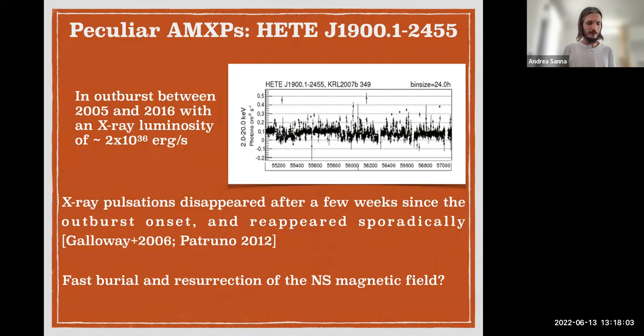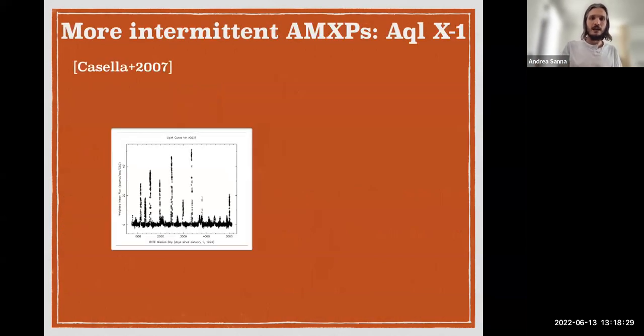It can be that while you accrete matter on the surface, you start varying the magnetic field. So you decrease the magnetic field intensity, and therefore matter is not stopped and can reach the surface of the neutron star. It's easy to understand that if matter reaches the surface of the neutron star, there is no channeling along the lines of magnetic field, and therefore there is no pulsar effect anymore.